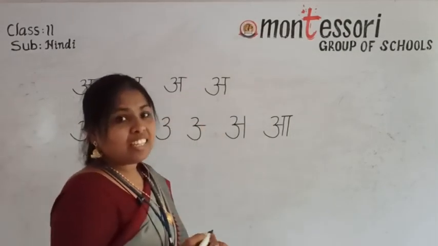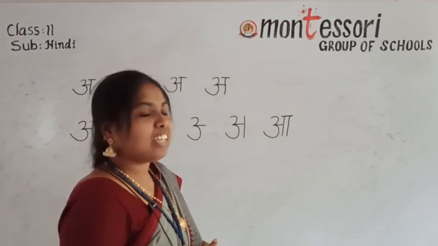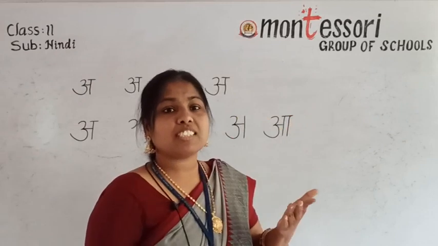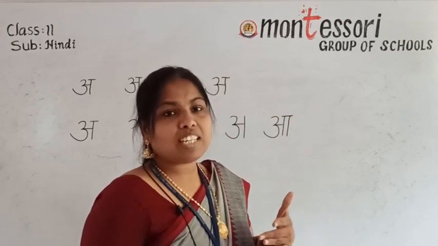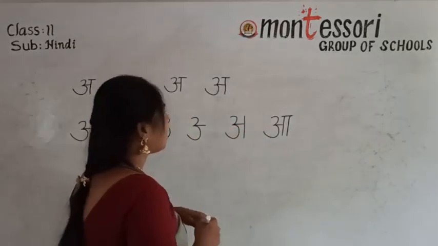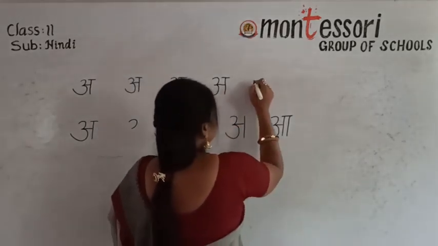This is A. A se anar. A se anar. It is a very easy way to learn the letters. What is the pronunciation of the letter? You can read it through the word also. Understand children? A se anar. See, A is there.